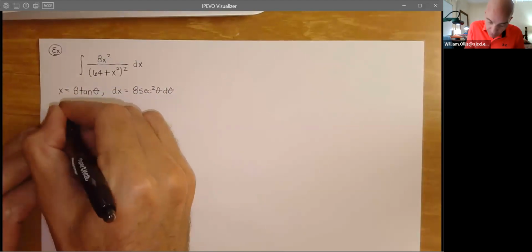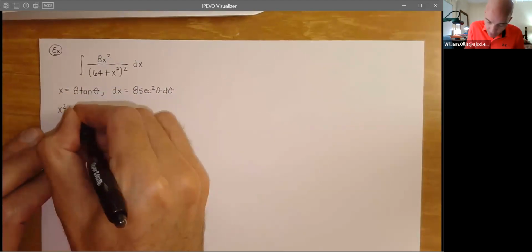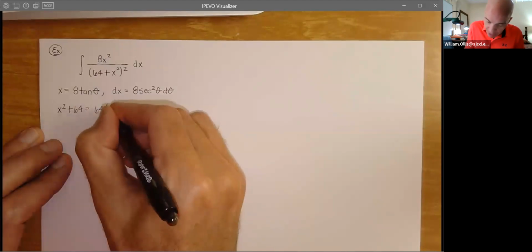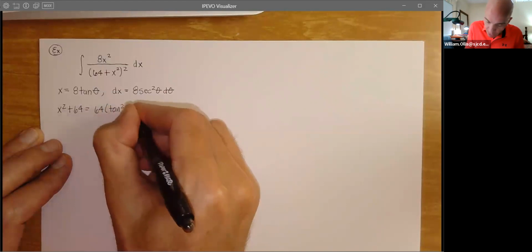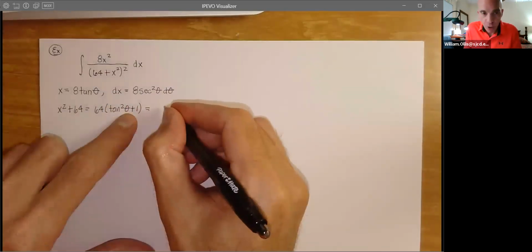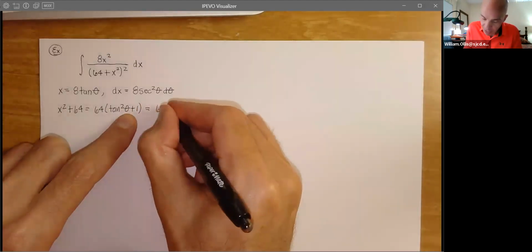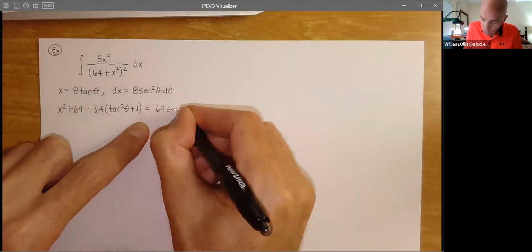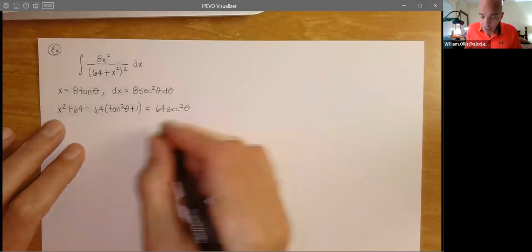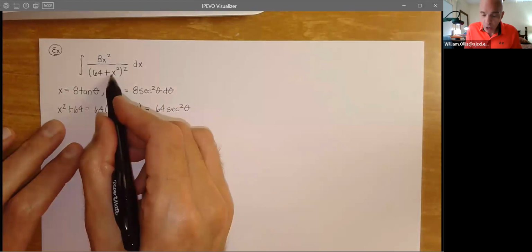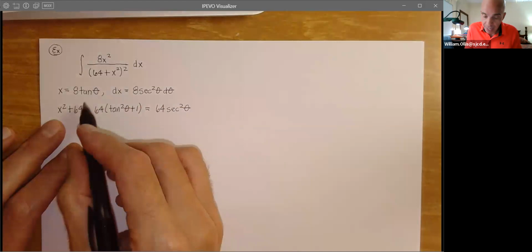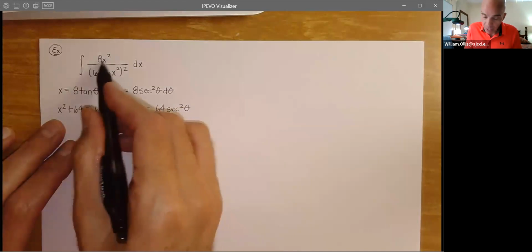So x squared plus 64 will be 64 times tangent squared theta plus a 1. But now, of course, the tangent squared plus 1 is secant squared, so we get 64 secant squared theta. Now, again, we need the square of this, so we're good. We can square this to get that. And then, of course, the 8x squared, we can go ahead and fill in.